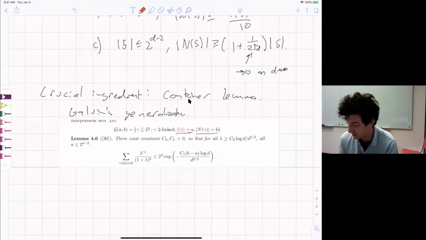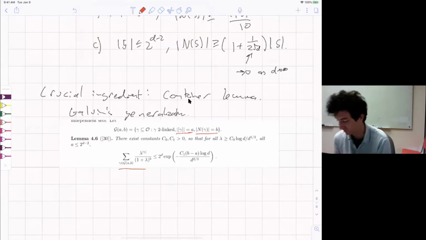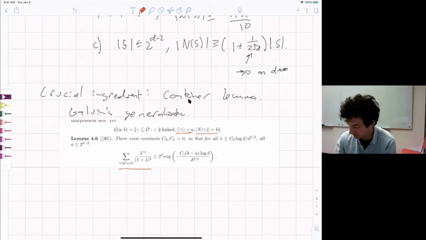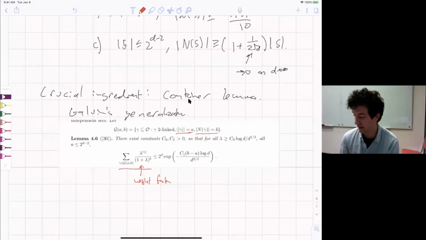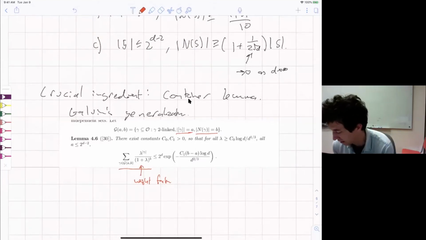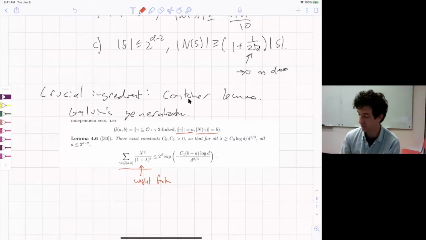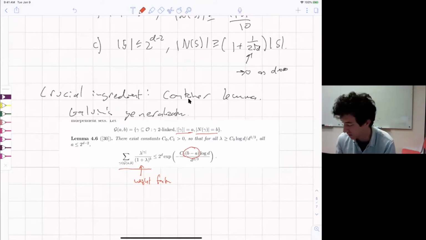The bound is over the sum of all of these things. And this is exactly the weight function, right? So the sum of weights is at most 2 to the D, that's the number of vertices, and then some exponential here. And it's exponential in B minus A, which is important. And so even weak expansion here will be enough to make this whole thing exponentially small.